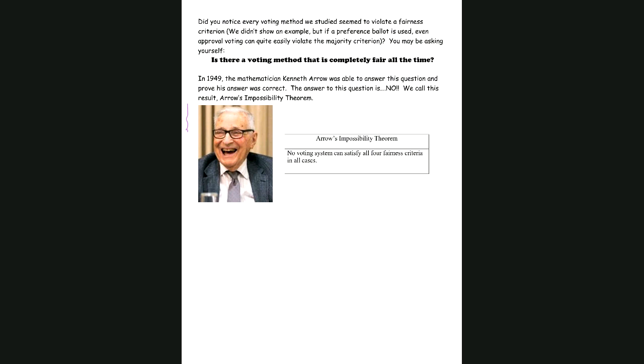Now there are some voting systems that will never violate some fairness criteria. For example, Copeland's method, where you do a head-to-head comparison, will never violate the Condorcet criterion, because the Condorcet criterion says that the winner of the election should be the person who wins in a head-to-head comparison. But it might violate the majority criterion. Even approval voting may violate the majority criterion as well.